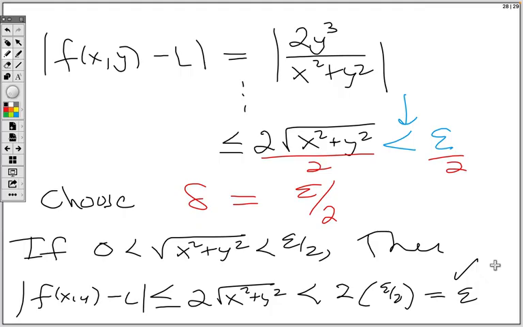Okay? But big picture, what does this mean? This says that I can get this function as close as I want to 0 by getting the inputs x, y close enough to the origin. If you want to be within epsilon units on the z-axis, you just have to be within epsilon over 2 units in the plane.